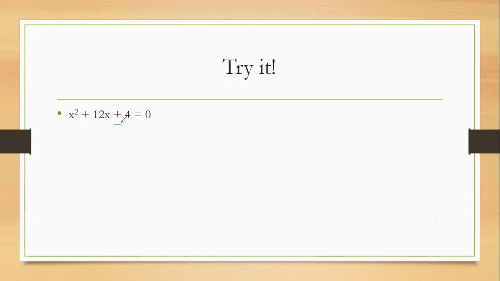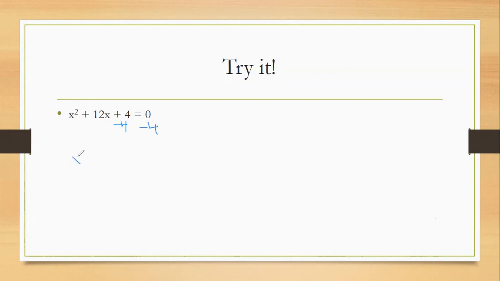First step, subtract 4 from both sides. Now remember, it is always easier to factor. So if you can see that you could factor this, do it. But in this case, you can't. There's no factors of 4 that when added together give you 12. It doesn't make any sense. That's why you can't use factoring on this one. So you have to subtract 4 from both sides.